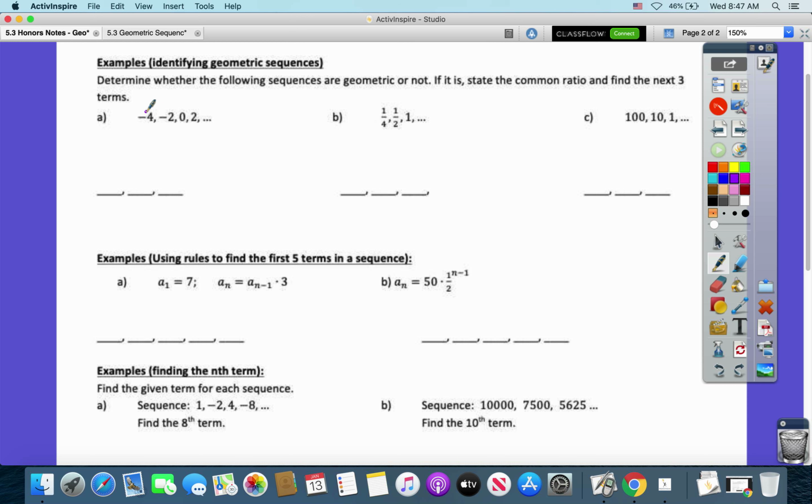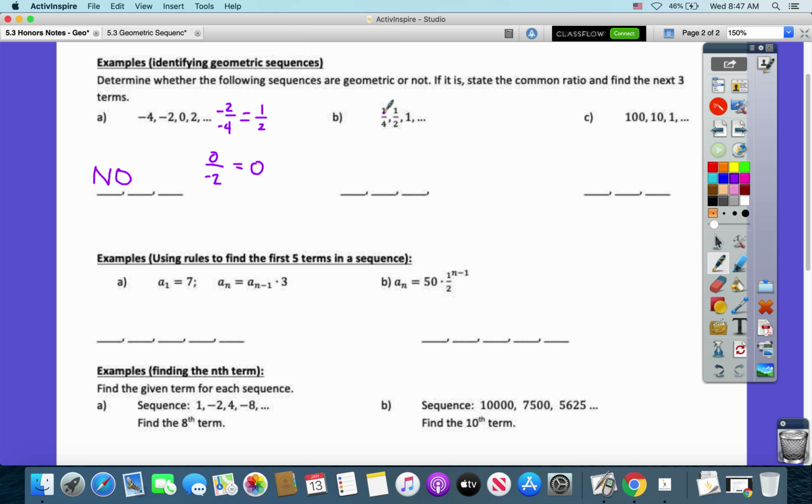So looking at this one, we go from -4 to -2 to 0 to 2. Okay, my head tells me we're not multiplying each time. If we're not sure, we can write -2 divided by -4. This term divided by the one in front of it simplifies to 1/2. Then we can go to a different one and do 0 divided by the term in front of it, which is -2. And that simplifies to 0. Obviously, these are not the same thing, so we don't have a common ratio. So I'm just going to write the word no, because this is not geometric.